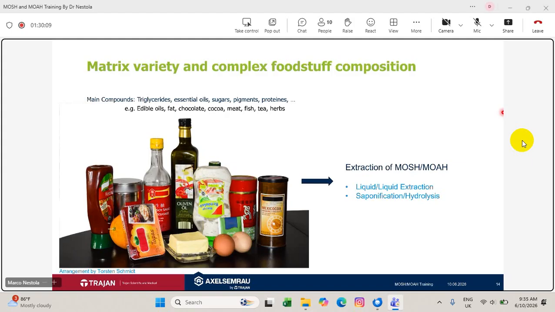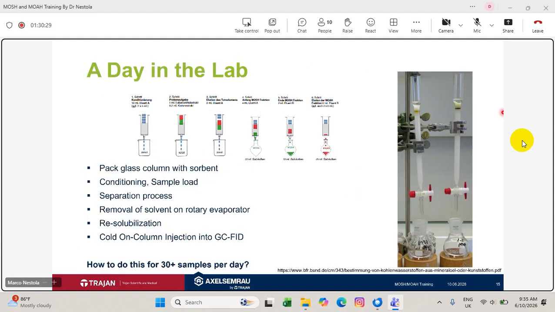There are many, many ideas for that. One idea is just liquid extraction. So very simple methods: try just to use different liquids and try to extract that. More elaborate methods use saponification or hydrolysis. But before we come to that, I just want to show you how much more analytics is done manually, so that you appreciate why we are doing LC-GC. So basically, MOSH-MOAH separation is based on column chromatography.